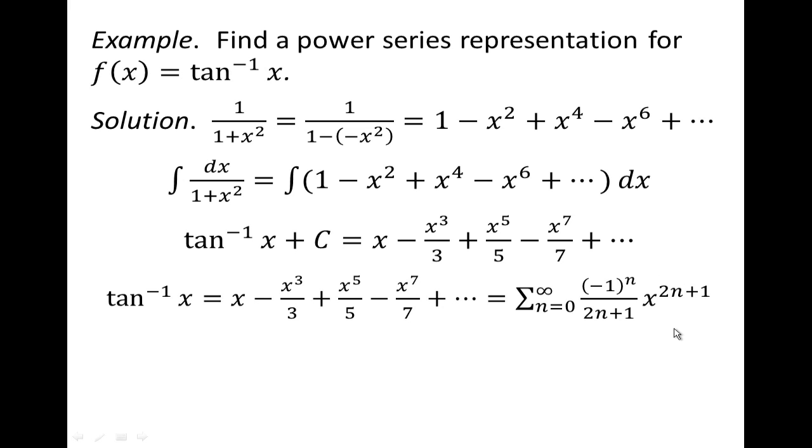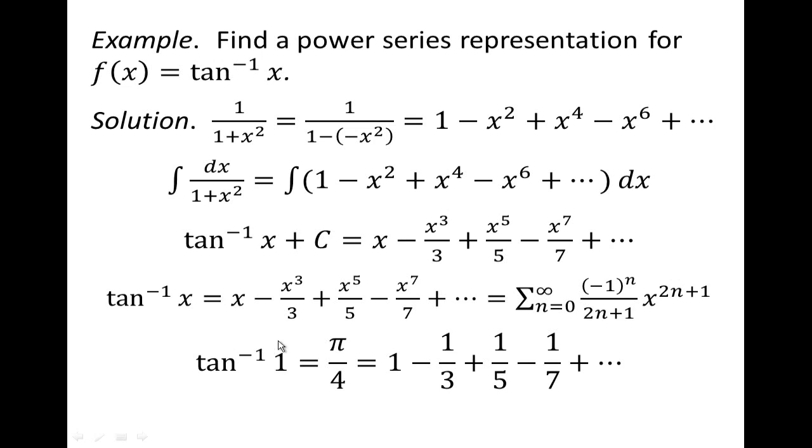Now, that's wonderful. But there's something really interesting about this. The inverse tangent of x is related to pi, right? Turns out the inverse tangent of 1 is pi over 4, right? The tangent of pi over 4 is equal to 1. So that means that pi over 4 is this series with x replaced by 1: 1 minus 1 over 3 plus 1 over 5 minus 1 over 7, and so forth. It's kind of an interesting way of looking at things.